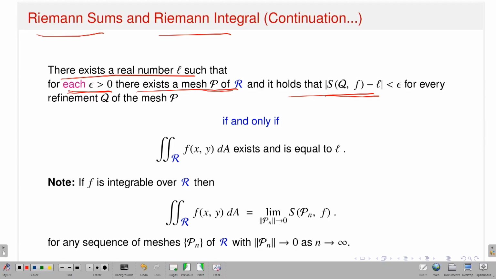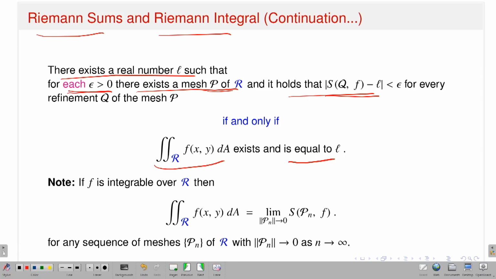So that means if L satisfies these properties, whatever epsilon I take, that will give you one partition such that if I take any other finer partition of my given partition P, the distance between the Riemann sum corresponding to the refinement partition Q and L is less than epsilon. If this is the case, then I will say that my Riemann double integral exists and the value is exactly equal to L. Okay. So that is one.